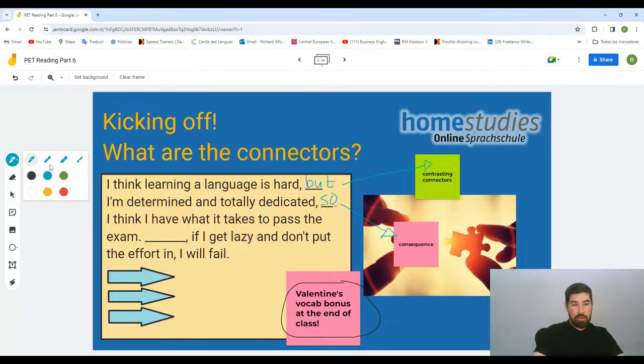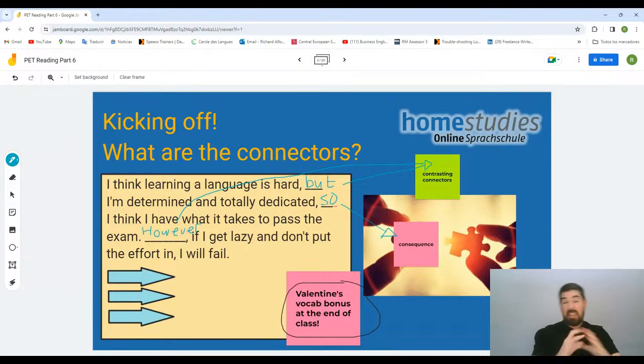Let me write that in for you there. Okay, with a capital. However, it would be easier, I think, if I typed it, but there we go. And that is another contrasting connector. So these are nice little connectors you can use in your writing. B1, solid connectors. And they can also help in part 6.